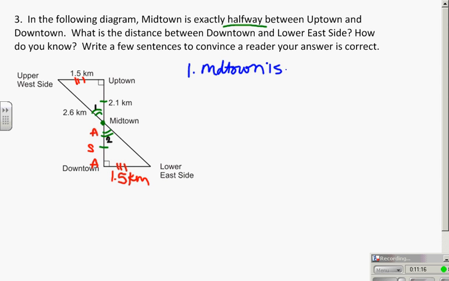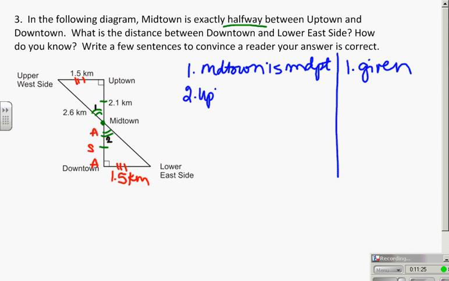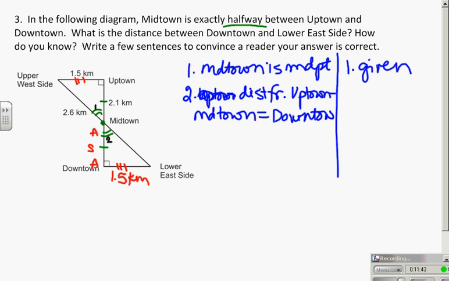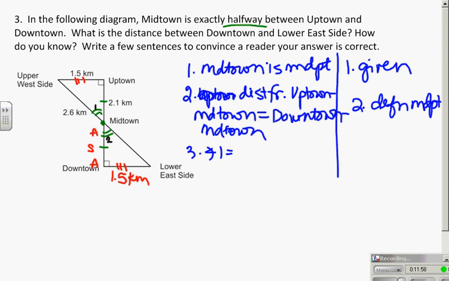What we're given is Midtown is the midpoint. Sounds kind of funny to say it that way. And that's given. So what does that let us say? It lets us say that the distance from Uptown to Midtown equals downtown to Midtown. And that's really by the definition of midpoint. What does it mean to be in the middle?